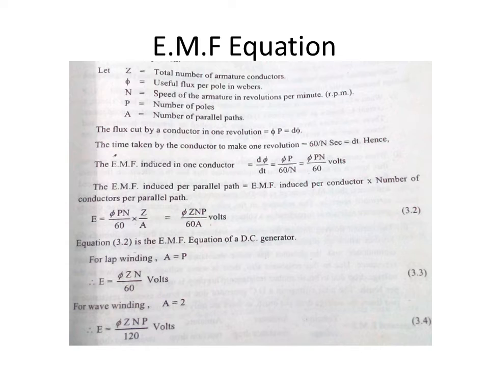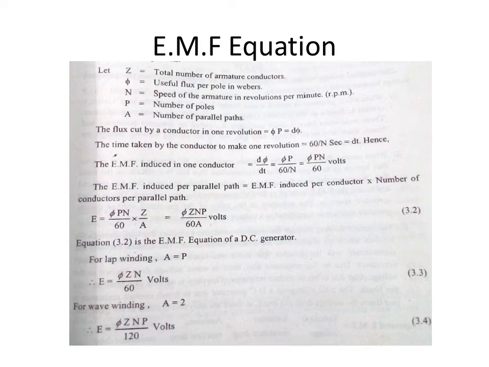That is A. If it is a lap winding, A is equal to P. For wave winding, A is equal to 2. So the number of conductors per parallel path is Z/A. So the EMF induced per parallel path is equal to φPNZ divided by 60A volts. That is the EMF induced per parallel path.